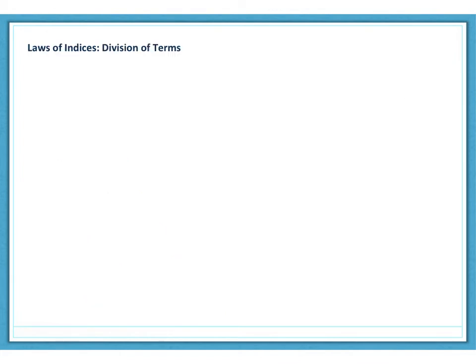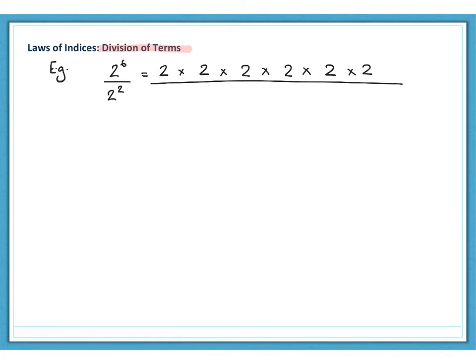So let's now see what we remember about the division of terms involving powers. So let's start with an example and see what we can remember. Let's see if we can remember how to simplify something like 2 to the power of 6 divided by 2 squared. Now, we can write out both of these calculations. So 2 to the power of 6, we need to multiply 2 by itself 6 times like this. And that's being divided by 2 squared, which is 2 multiplied by 2.